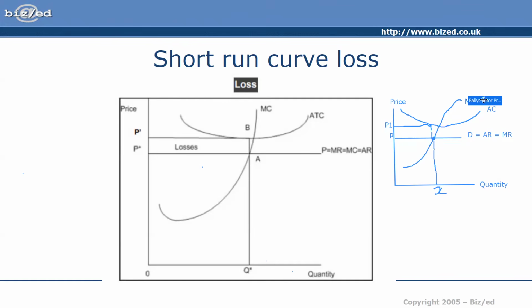So basically, everything else stayed the same. What was different was where my average cost curve was. In the first one, my average cost curve was equal to my average revenue. It was normal profits. But in this one now, my average cost is higher than my average revenue. So I'm making a loss.